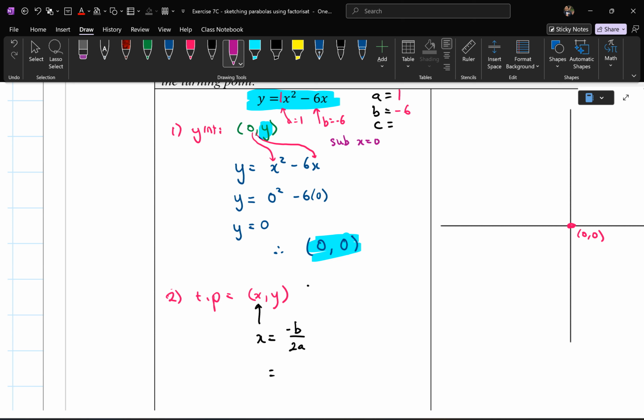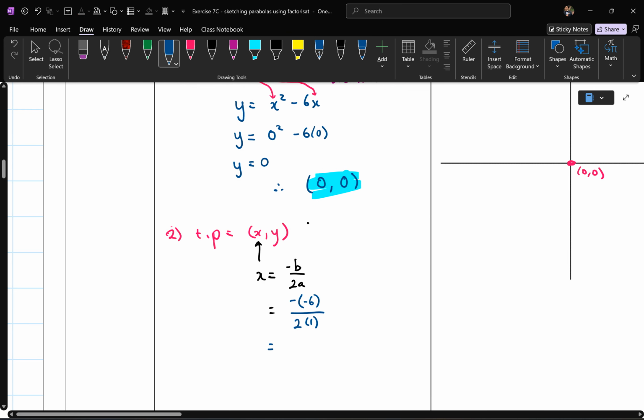C. What is the c, which is the constant term? What's c, Nishi? 0. Because you don't see it, so it's 0. So we now use the formula. It's negative b over 2a. So negative b is negative of negative 6 over 2 times a, which is 1. And that gives me now negative is positive. So 6 over 2 is 3.